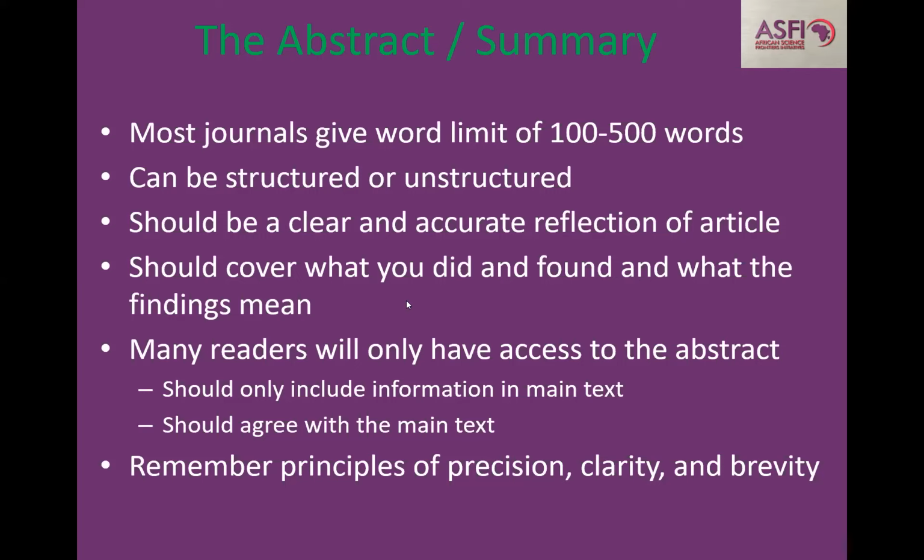Most journals give a word limit for the abstract, ranging from 100 to 500 words, depending on the type of paper you're submitting, and it can be structured or unstructured. It should be clear and accurately reflect what you have presented in the article. It should cover what you did and found and what the findings mean. Many readers will not have the full paper; they will only have the abstract. So you need to be clear so that from the abstract they can get sufficient information to have a clue of what you have done.